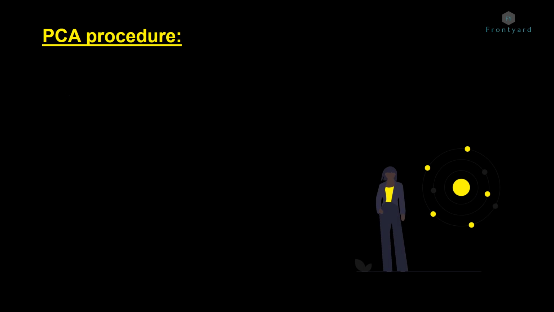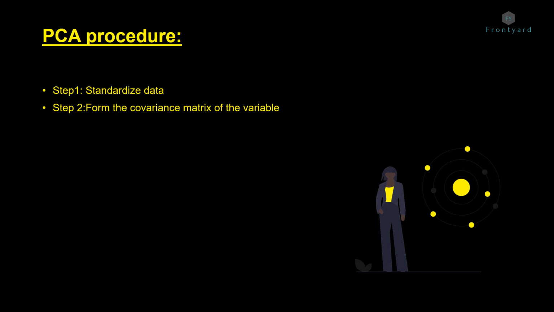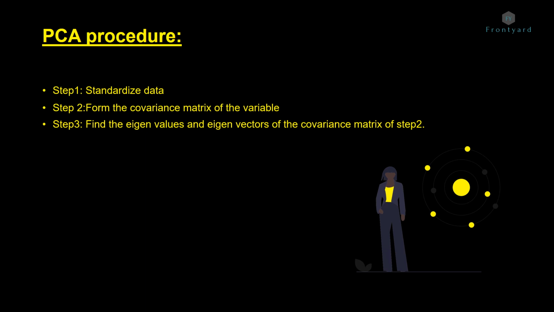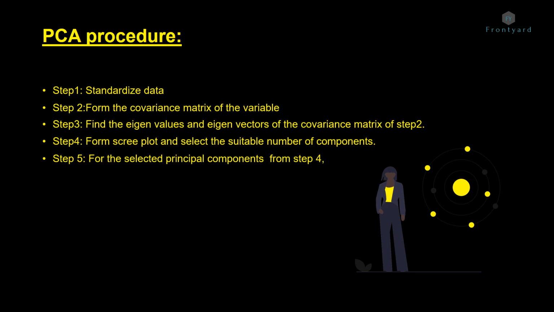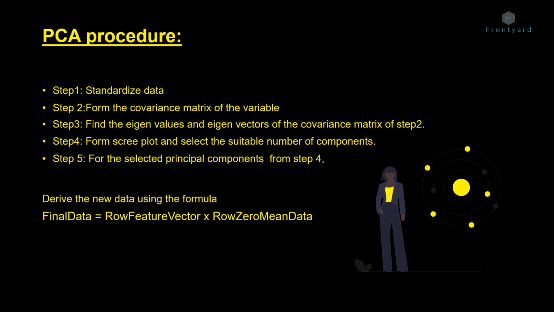Let's dive into PCA's procedure. Step 1 is to standardize the data. Step 2, form the covariance matrix of the variables, that is, the columns in your data. Step 3, find the eigenvalues and eigenvectors of the covariance matrix from step 2. Step 4, form the scree plot and select the suitable number of components as given by the L bend. The scree plot will be explained in my next slide. Step 5, for the principal components selected in step 4, derive the new data using the formula: final data equals row feature vector times row zero mean data.